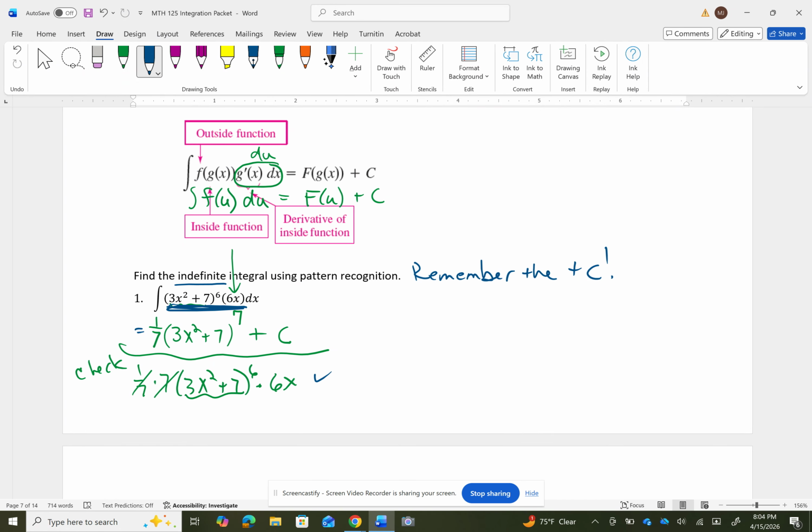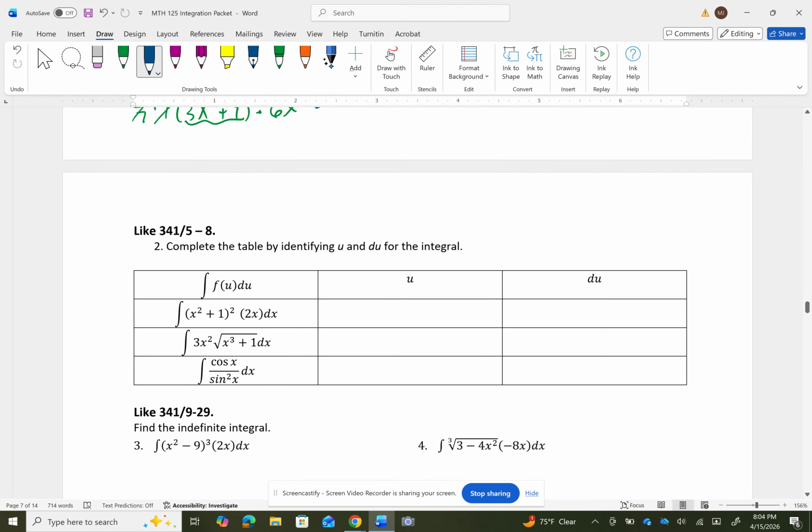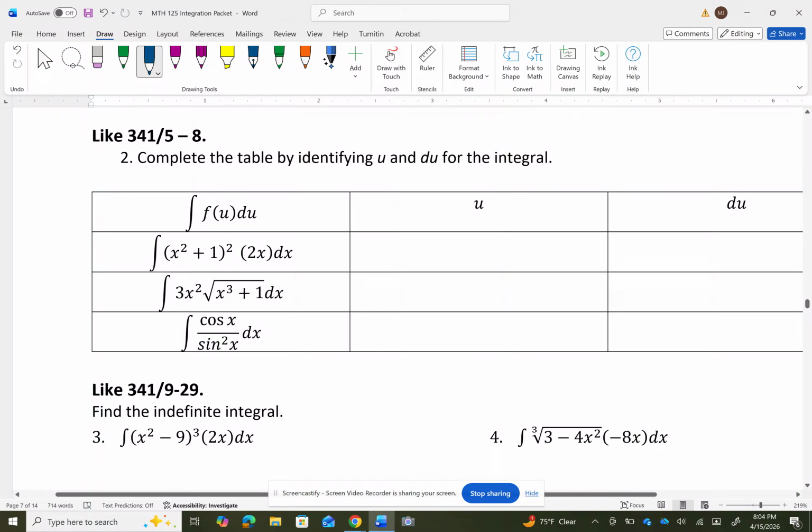All right? So pattern recognition, just that idea, works really well when they gave you the derivative of the inside function. So what I wanted to look at here was how to think about this, how to look at it and try to see what's going on. What I like to do is look for what's been raised to a power, what's under a radical. Okay, that's your inside function.